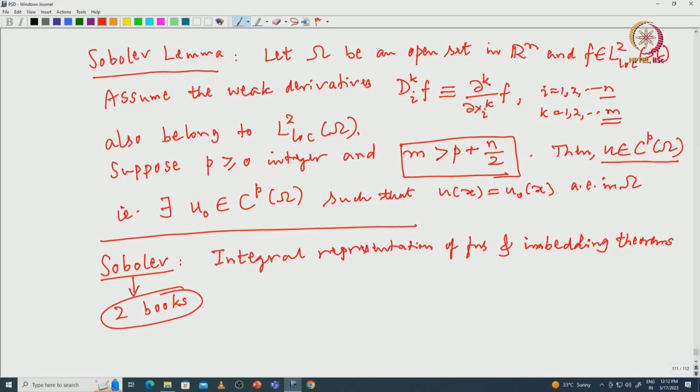But here we are not using the mixed derivatives. So, these are all pure derivatives, only with respect to the i-th variable, i equal to 1 to n. So, we are not using, for example, del square del x_i del x_j, i different from j. Okay. So, that is interesting. This is in Rudin's book, Rudin's functional analysis.